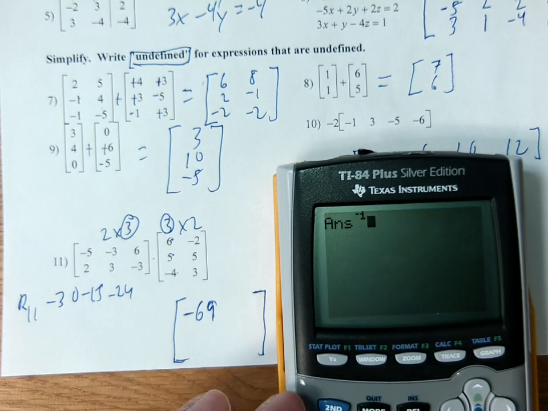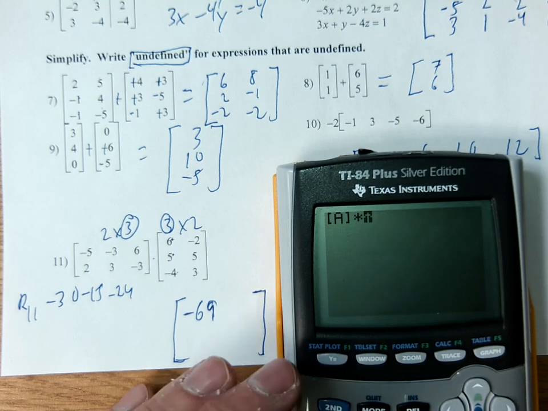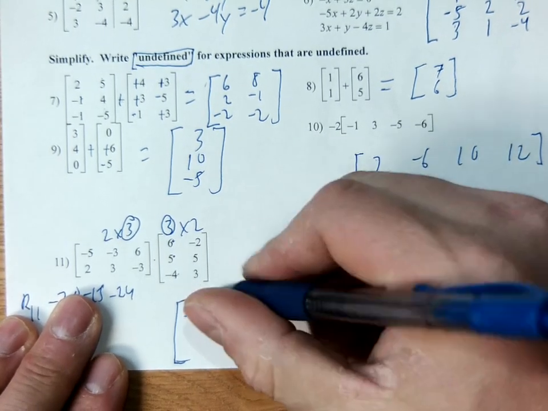And all I can do here is, in the matrix menu, A times B. And there we get our matrix. Negative 69, 13, 39, and 2.